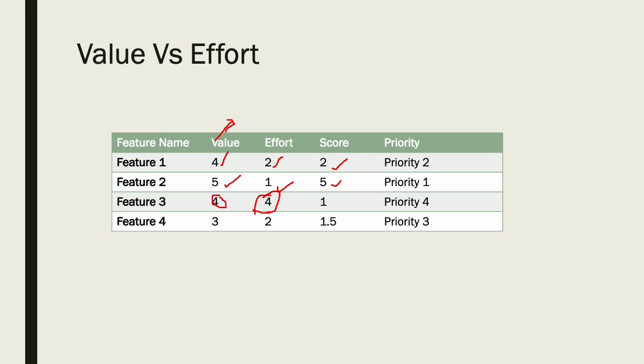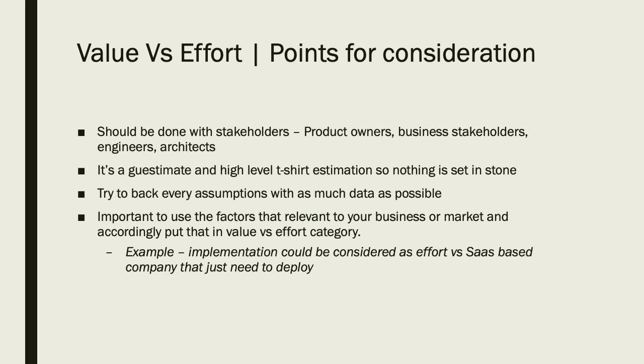If it is very hard to do and a very complex situation, you give a 4. If it is very easy to do, something that can be done within 1 or 2 sprints, you give effort as a 1. Okay. So moving on to the next one, these are some of the points that you have to consider. We already talked about including the stakeholders, but what is more important for you to understand is that it is just a guesstimate, right? 1, 2, 5, it's just a guesstimate. And because it's a guesstimate, nothing is set in stone.